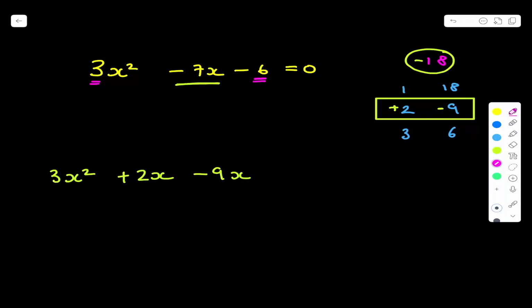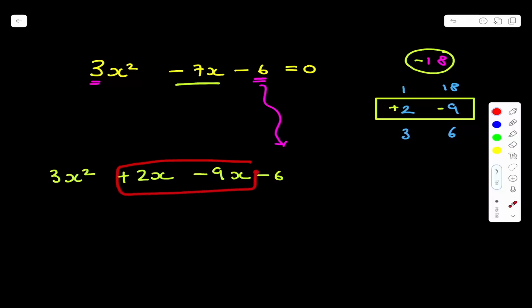And then this is what a lot of people forget. Don't forget about this fella. This 6 still is present, right? So we still have take 6. So all we've done is, instead of writing my negative 7x, I've written out these two factors. And you could check, positive 2x take 9x is negative 7x. So we know this is true.